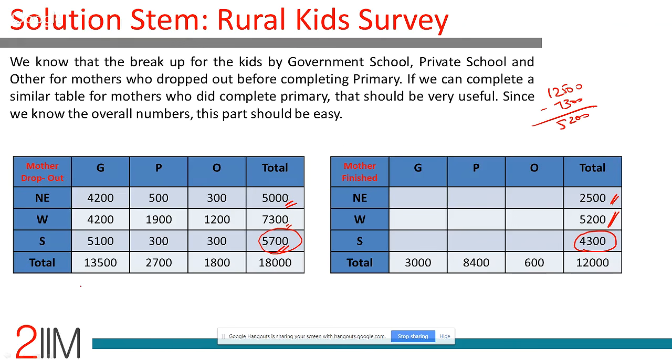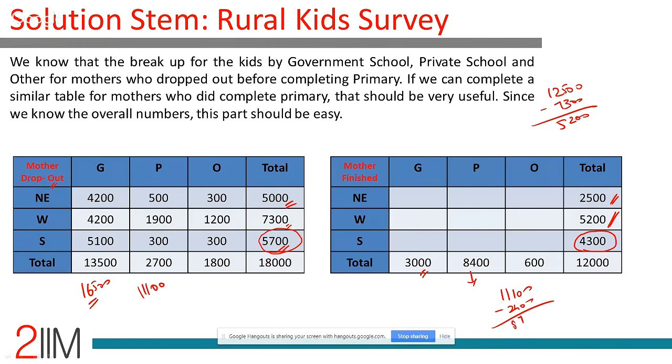Likewise here, there are 16,500 totally in government schools. 13,500 are from mothers who have dropped out. The remaining 3,000 are here. The total 11,100 students in private schools, 2,700 of those are from mothers who dropped out. The remaining 8,400. This number is 11,100 minus 2,700.